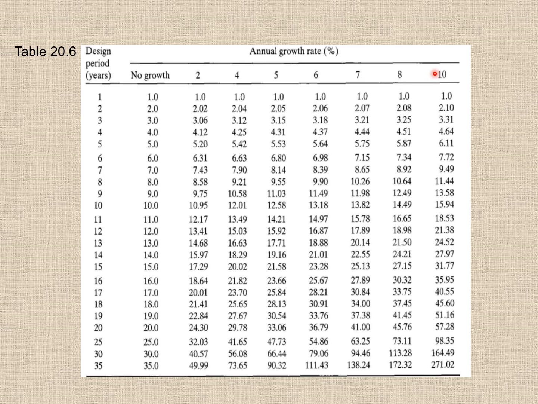So let's say you are having the 4% rate of growth. So what to do? This column is to be considered. And let's say you are considering a design period of 20 years. So what is the growth factor? The growth factor is 20.78. So this will be the growth factor in that case. That means corresponding to 4% rate of growth and 20 years design period.